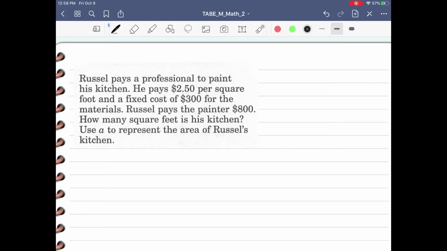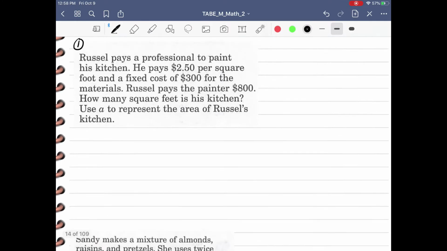Russell pays a professional to paint his kitchen. He pays $2.50 per square foot and a fixed cost of $300 for the materials. Russell pays the painter $800. How many square feet is his kitchen? Use A to represent the area of Russell's kitchen.